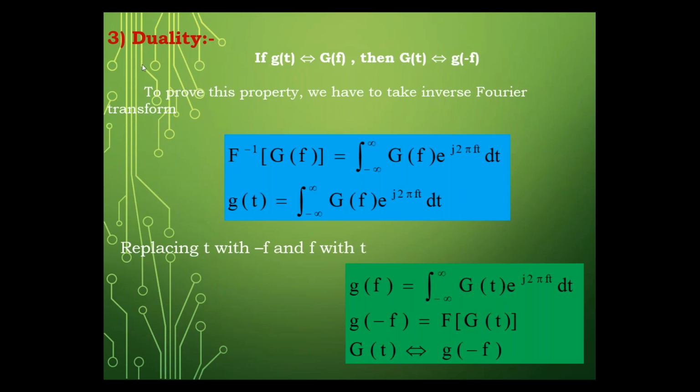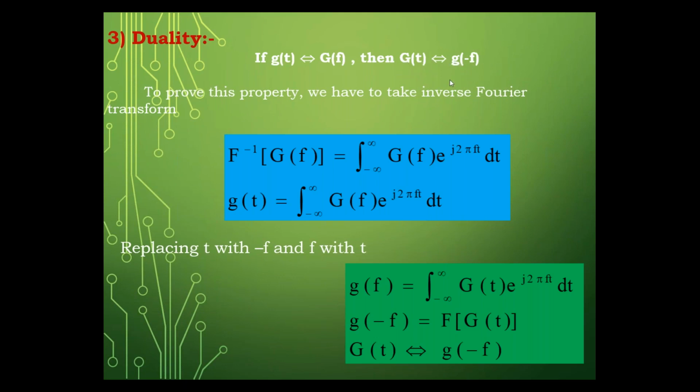Now here, in signals and systems, in the Fourier transform, the duality is, now observe it: if the Fourier transform of g of t is G of f, or the inverse Fourier transform of G of f is g of t, then the Fourier transform of capital G of t is small g of minus f.